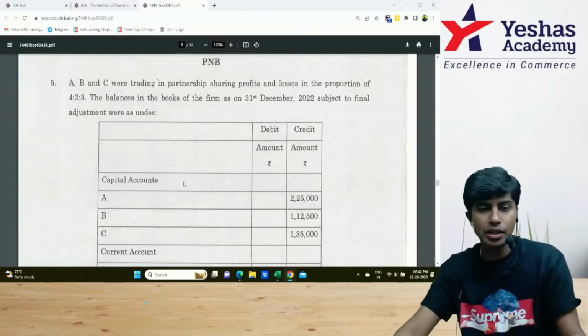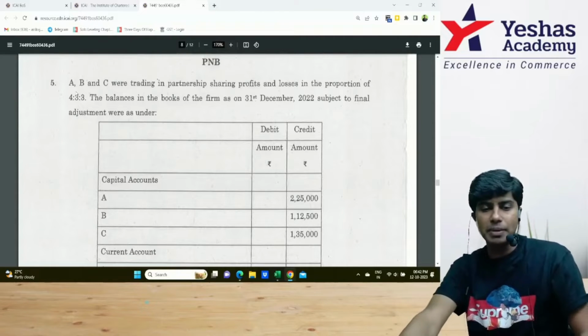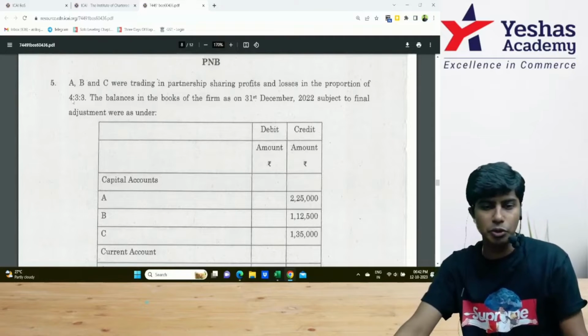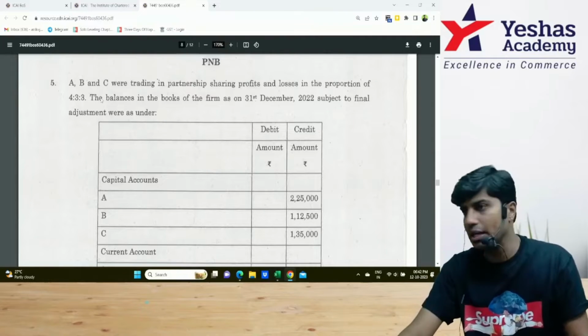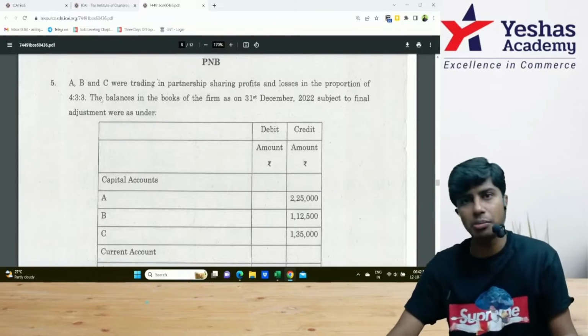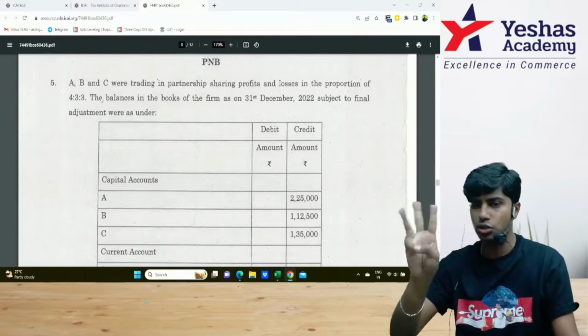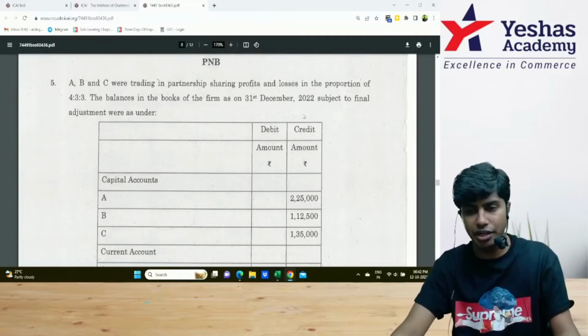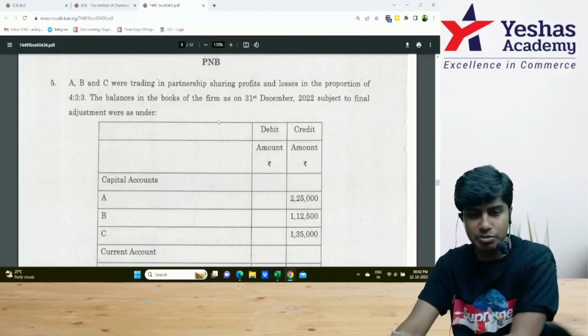Shall we get started? The question starts with the words A, B and C are trading in partnership, sharing profits and losses in the proportion 4 is to 3 is to 3. This is their profit sharing ratio. Please do remember, what is their profit sharing ratio? 4 is to 3 is to 3. The balances in the books of the firm as on 31st December 2022, subject to final adjustments, were as under.